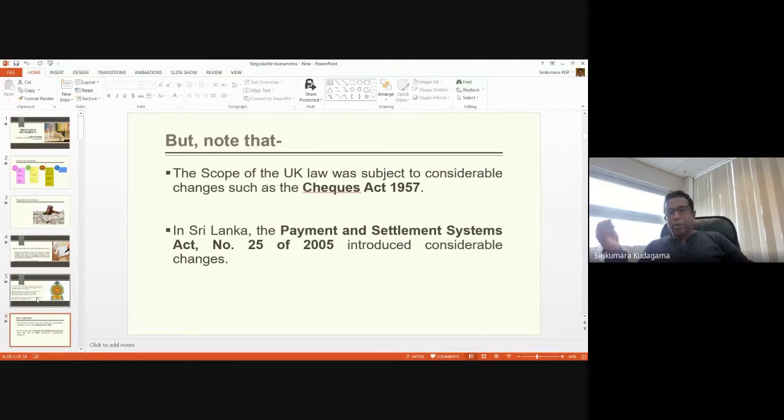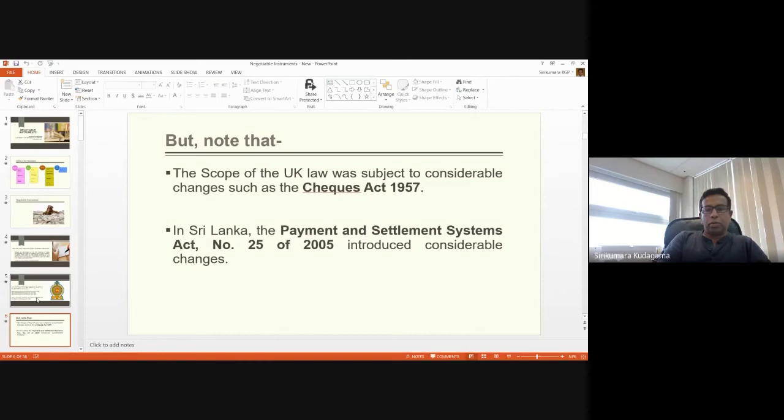At the same time, we need to understand that in the UK, especially the commercial transactions related legislation changed very frequently, whereas corresponding changes were not introduced in Sri Lanka in the recent 40, 50 years. That is what makes Sri Lanka's law different from the UK law. Otherwise, it would have been the same law for both countries.